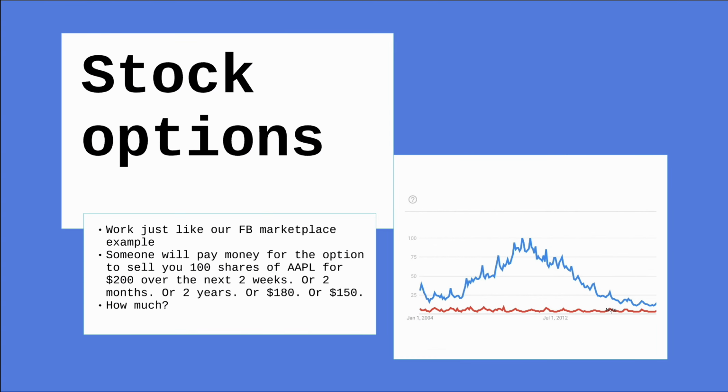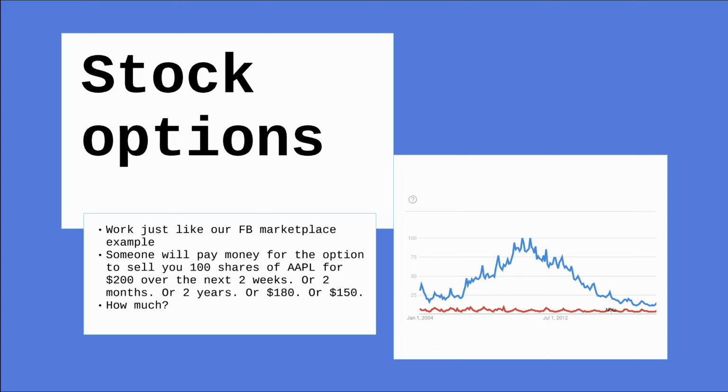This is one simple example how you can make money in the stock market by using options. Because options on stock work exactly the same way as the Facebook Marketplace analogy. Obviously, the prices are different and the products bought and sold are stocks. But other than that, the mechanics are exactly the same.